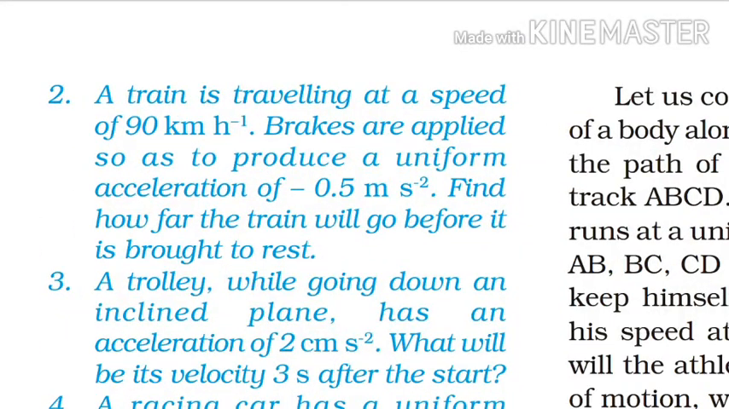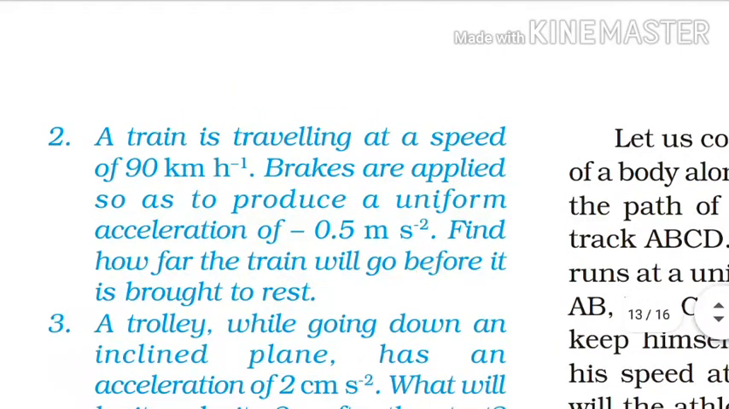A train is traveling at a speed of 90 km per hour. Brakes are applied so as to produce a uniform acceleration of minus 0.5 meter per second square. Find how far the train will go before it is brought to rest. The train is traveling with a speed of 90 km per hour. This is the initial speed. If we change this speed into meter per second, we get 90 into 5 by 18, that is 5 into 5, 25 meter per second.